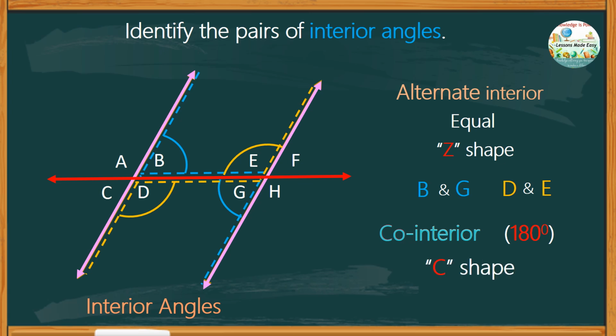Can you find any C shape in this illustration? Here is one. These two angles are co-interior angles on the same side of the transversal. These are angles B and E. Here is another C shape. These two angles are also co-interior angles, angles D and G.